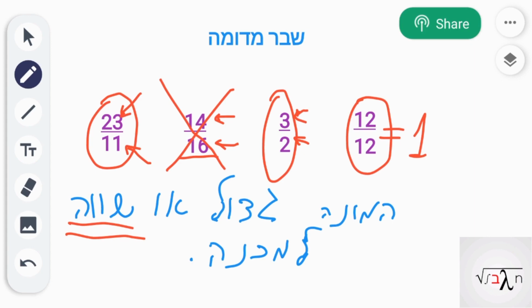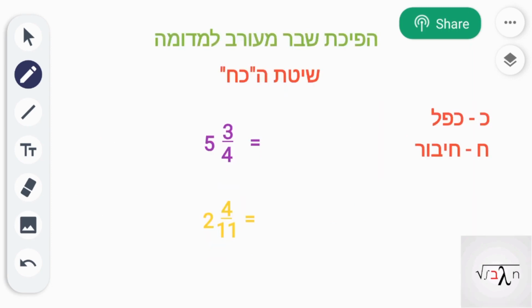Just for general knowledge, in China, they don't say improper fraction, they say fake fraction, because it's not a real fraction. One of the most important things we have to learn is the conversion of a mixed number to an improper fraction. I'll teach you the MA method, M and A. Let's see how we can turn this fraction 5 3/4 to an improper fraction.